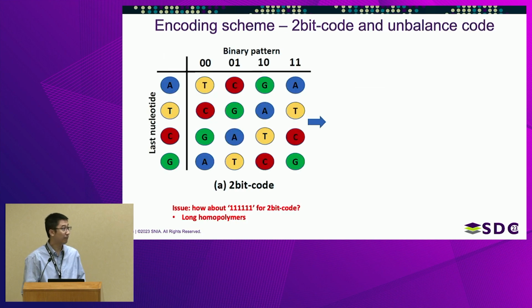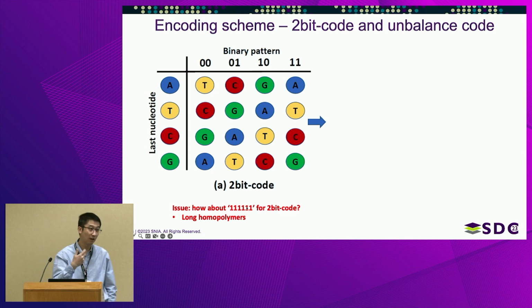Okay. So we propose one code, the so-called 2-bit code. We just make a simple revision to the previous rotation code. We have binary patterns 00, 01, 10, 11, and we also base the encoding on the last nucleotide. Then we form a table to encode the data, so we call it the 2-bit code. But this type of code has a problem: if we have 11111, it will generate long homopolymers, really long runs of consecutive identical nucleotides. For example, if the last nucleotide is A and then we have a sequence of 1111, we will generate AAAAA. That means we cannot avoid long homopolymers.